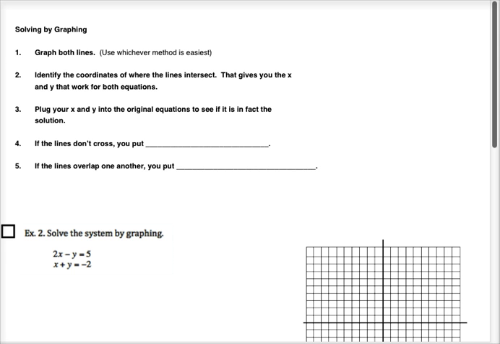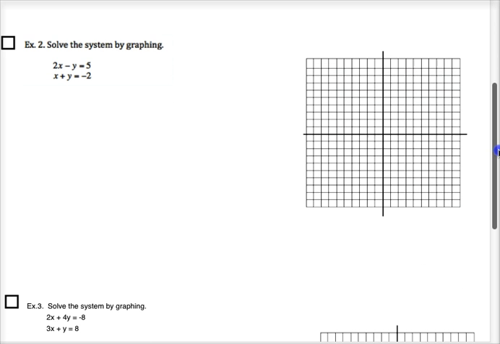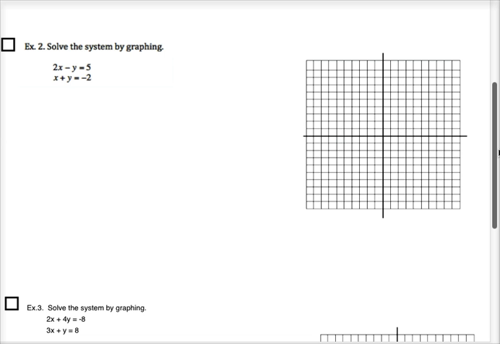So you can see step number 1 basically is just graph both lines. Any method that you choose, so graphing by intercepts, graphing using y equals mx plus b, whatever you're most comfortable with. Now, the way that I'm going to show you, the way I believe students are most comfortable with, is y equals mx plus b form.